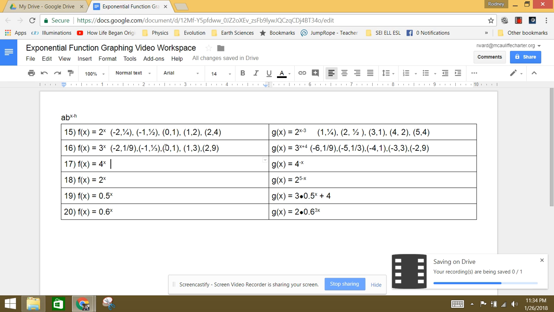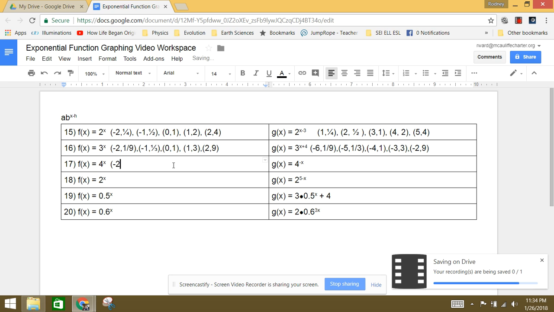Remember to focus first on x is 0 and x is 1, and you'll have a pretty good beginning of your graph. You'll have a y-intercept, and you'll know whether it swoops up or swoops down, whether it's a growth function swooping up or a decay function swooping down. So pause the video and then come back. Okay, assuming you're back, we'll start.